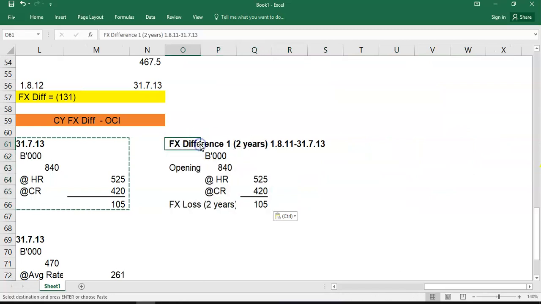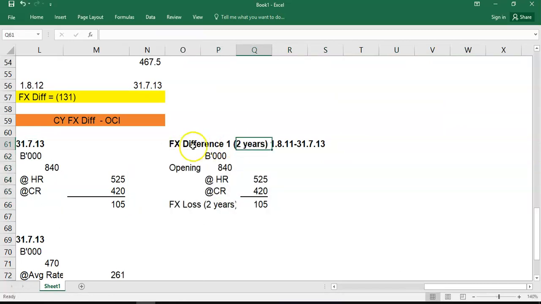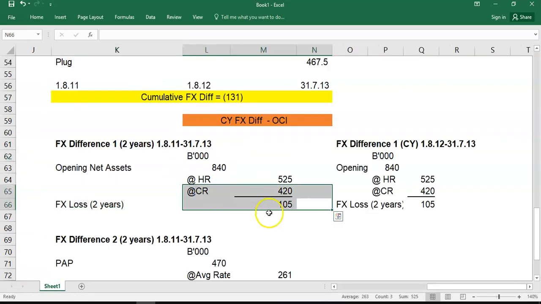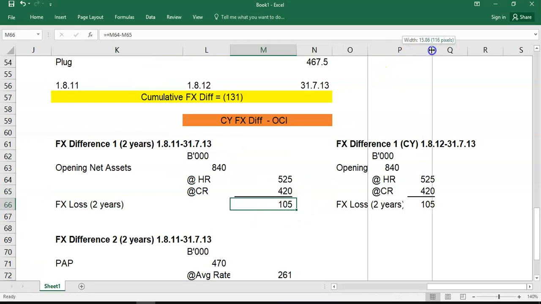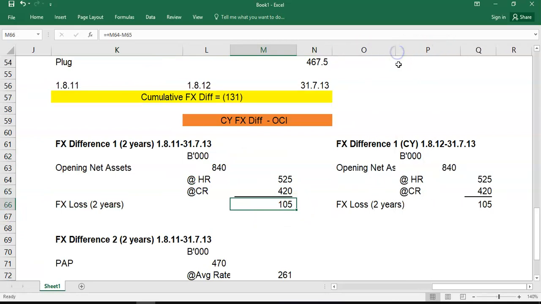We need to know that, and I'll put in brackets, for current year only. What's the current year one? 1st of the 8th of 12 to the 31st of the 7th of 13. Because we can't put that full 105 in the OCI this year, because some of it was for last year.